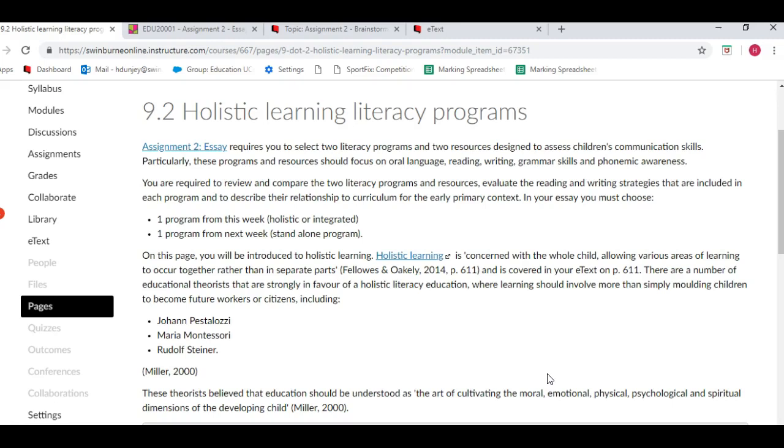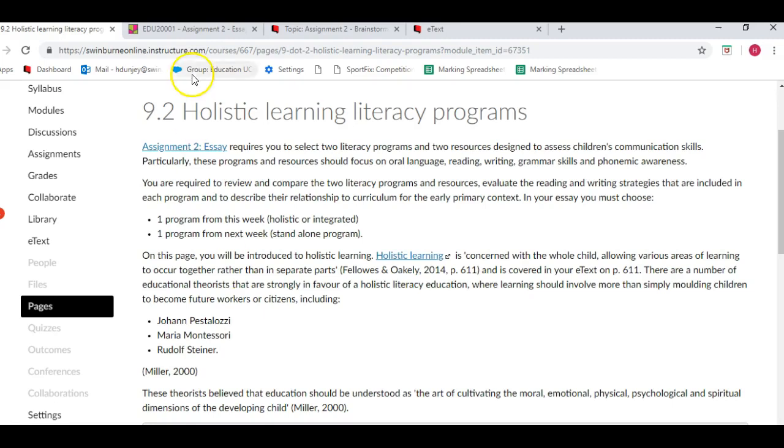So remember, you can choose either holistic or integrated, so one or the other, but you must choose your standalone approach. So if you are looking at this approach, here's your definition here coming straight from our e-text. So you would include that in your essay as your definition. Remember not to copy word for word, but to paraphrase as much as you can. And here's some information about some of the theorists behind this particular approach.